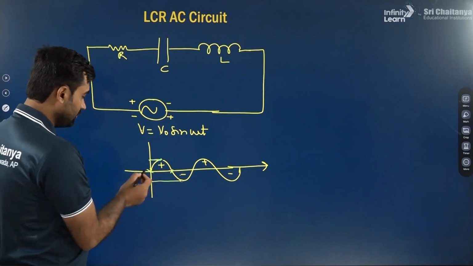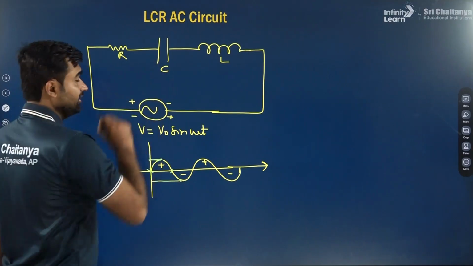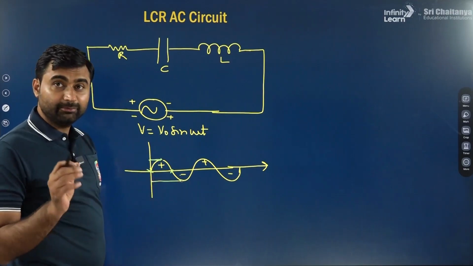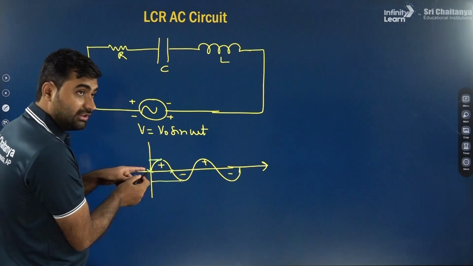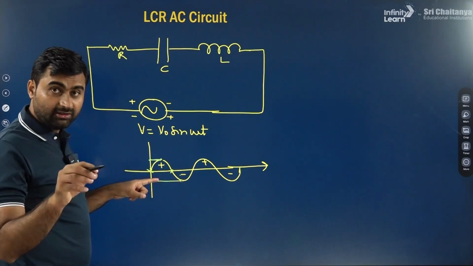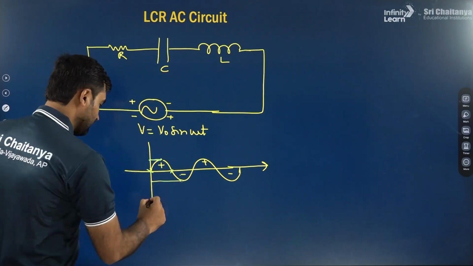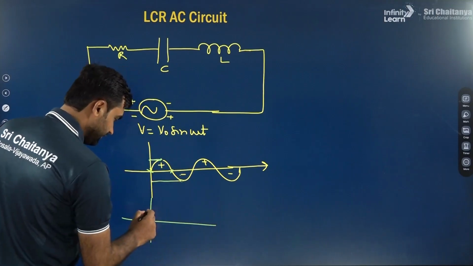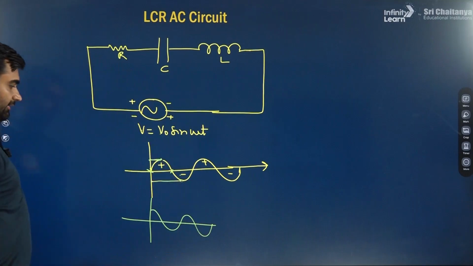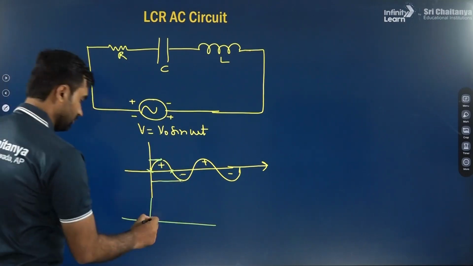Okay. So initially voltage is minimum. Now listen, if in a capacitor current leads the voltage by 90 degrees, what does it mean? When the applied voltage is minimum, at that time the current in the capacitor is maximum. Means the current graph for the capacitor will be like this. Voltage is minimum at that time.